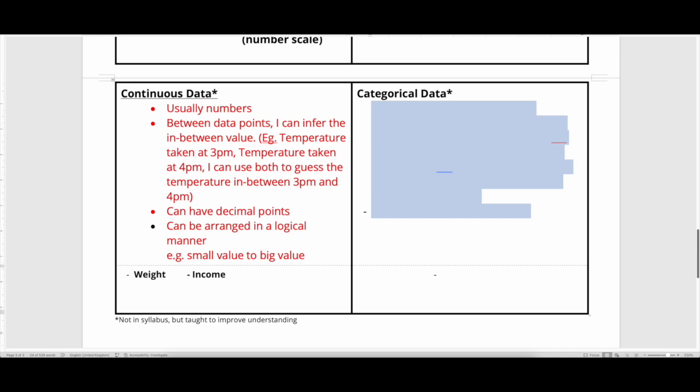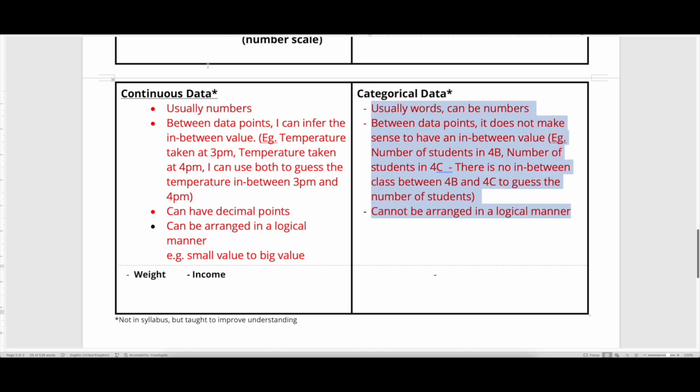All right. Categorical data, it comes from the word category. Category means different groups, right? So what it also suggests is that it's usually words, but it can also be numbers. There is no way to arrange them in a logical way, and between data points, it does not make sense to have an in-between value. Now, what do I mean by that? For example, number of students in 4E, number of students in 4F, there is no in-between 4E and 4F. It doesn't make sense to go and guess how many students is between 4E and 4F also.